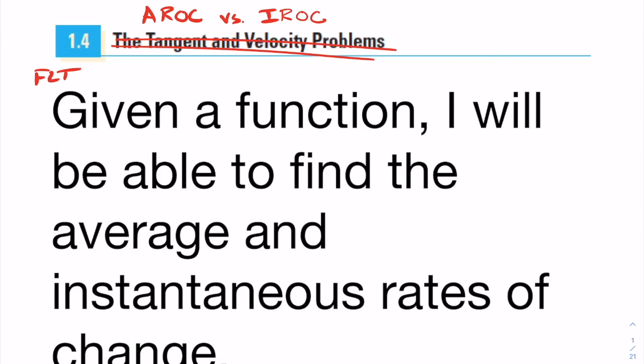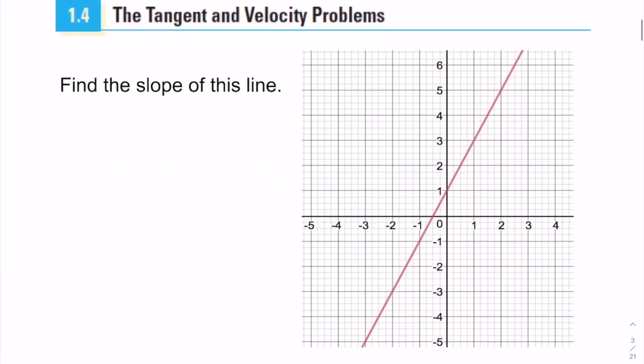So here, given a function, you're going to be able to find the average and instantaneous rates of change. So average rate of change, we'll shorten that to AROC, and IROC will be instantaneous rate of change. By the end of this lesson, know what it means and know what it really represents, okay? So here's a little bit of a review, okay? Here's what I'm going to have you guys do.